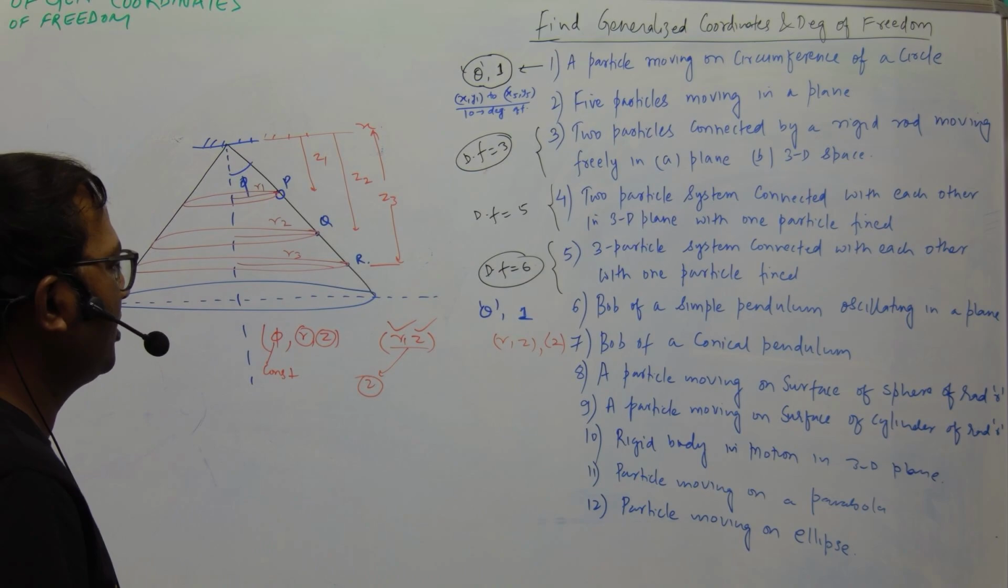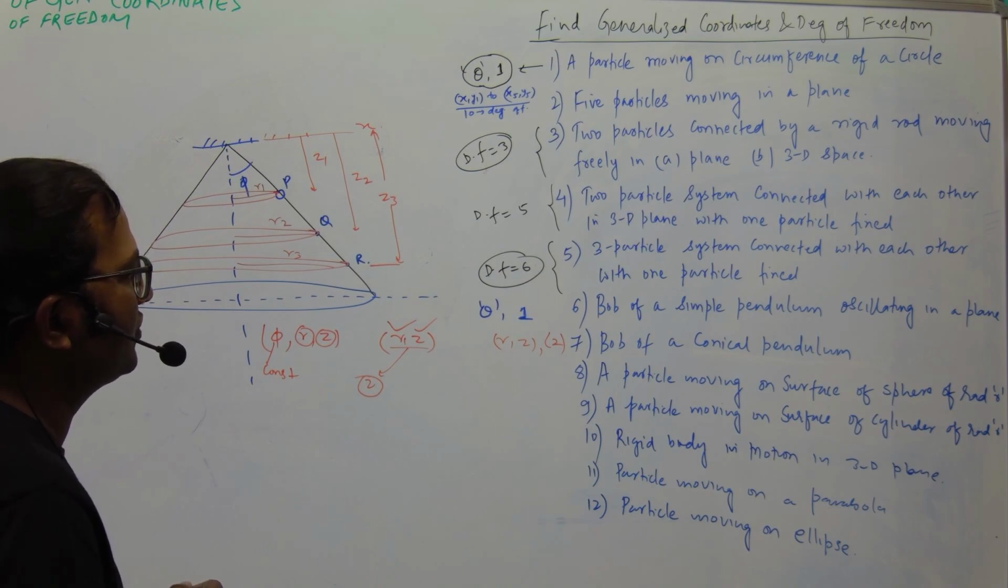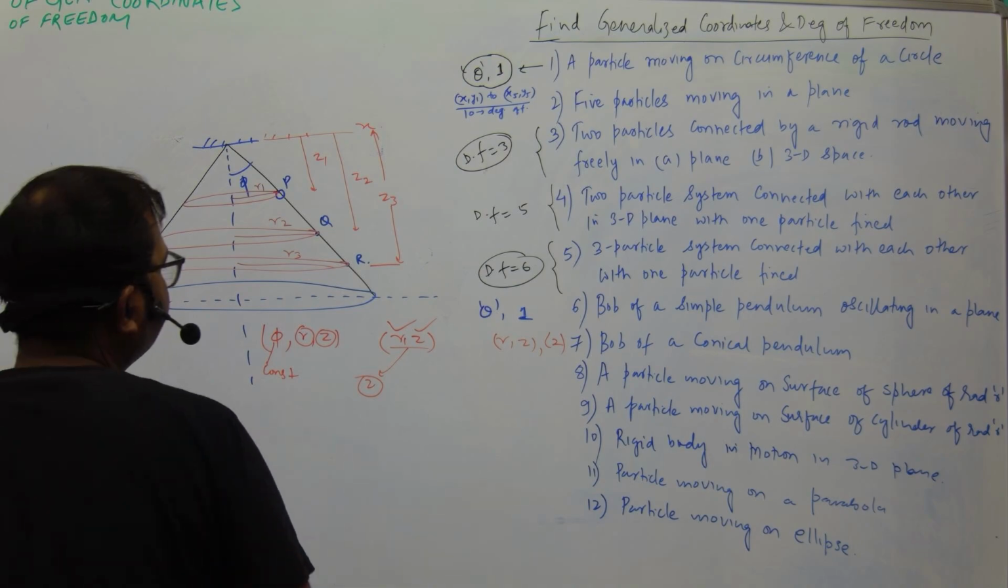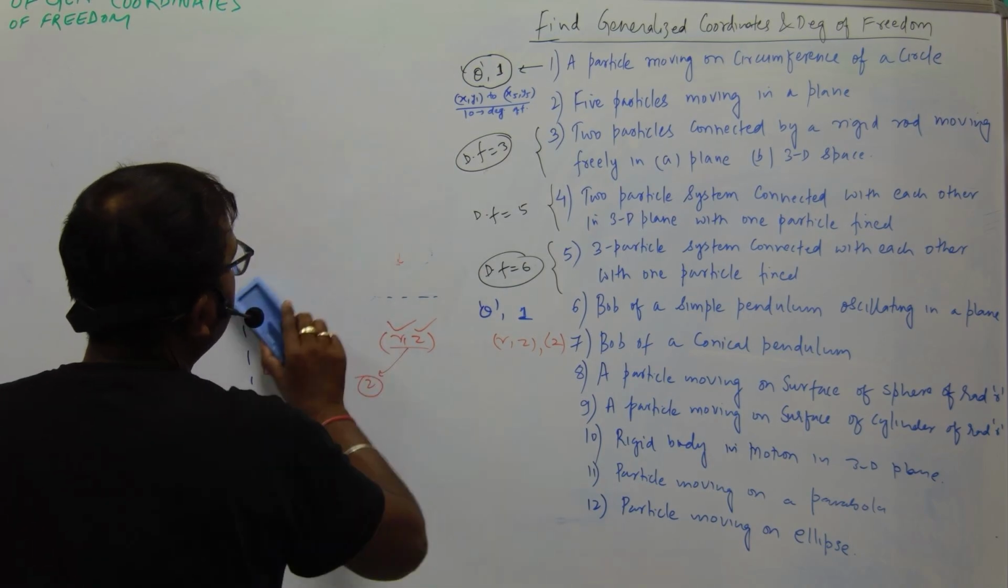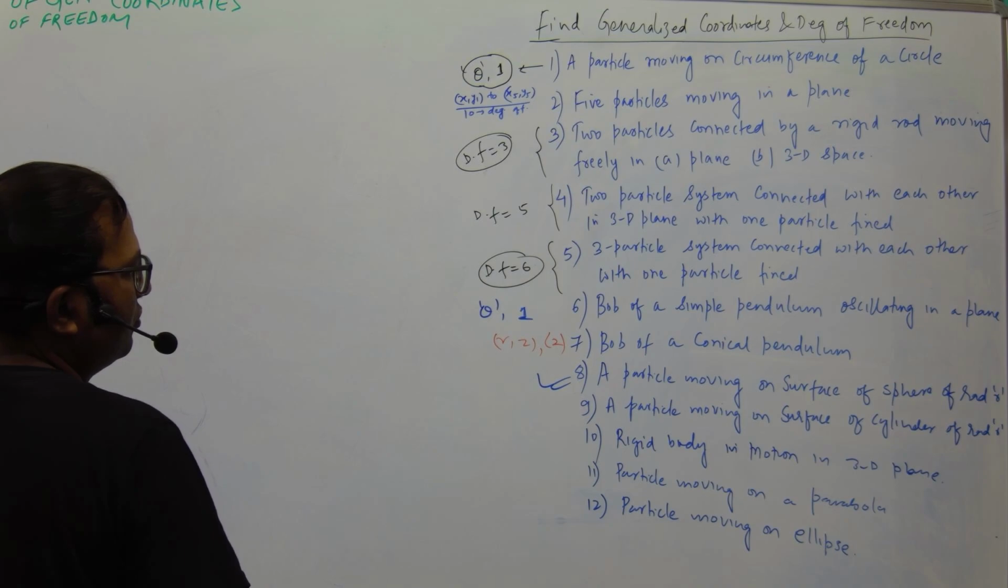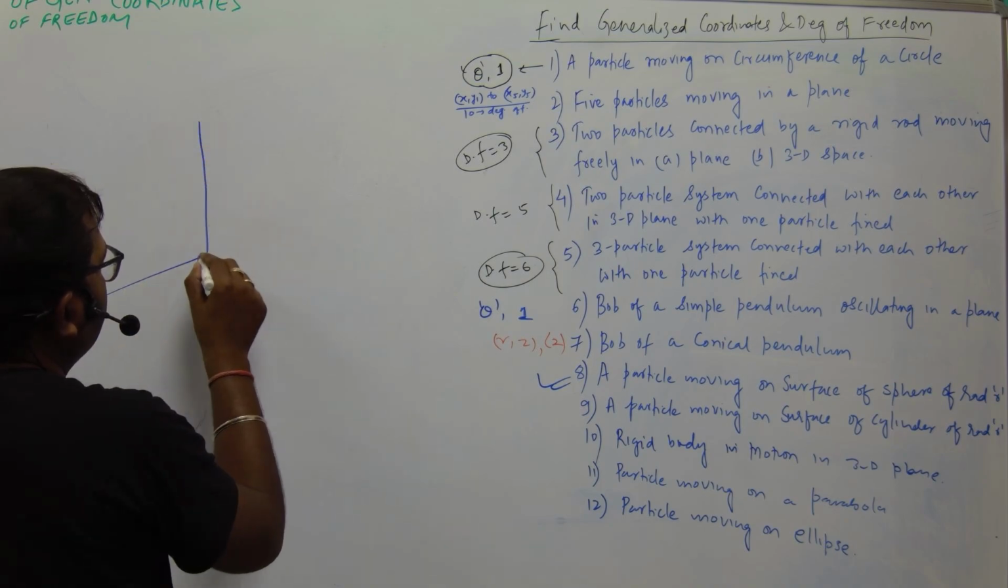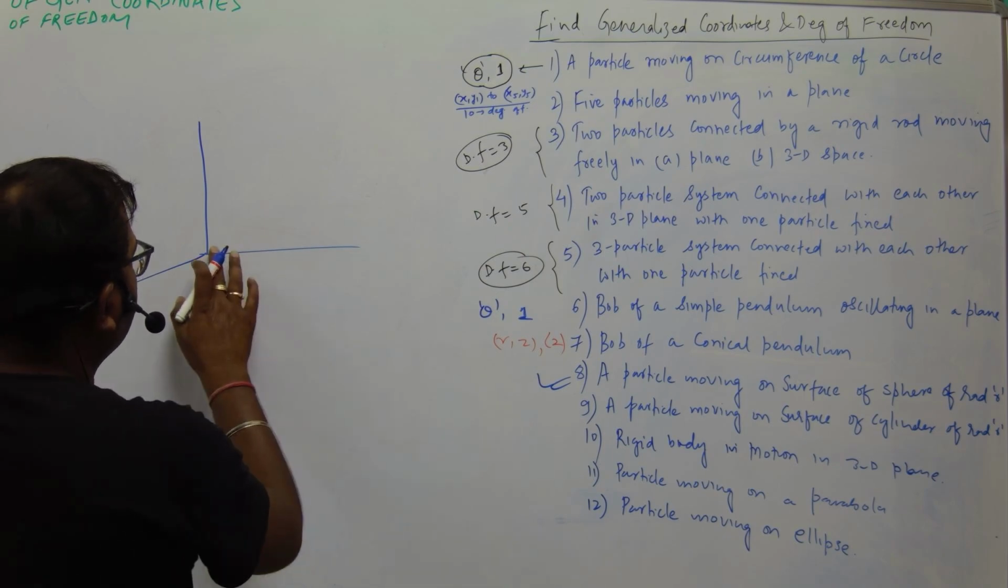In example number 8, a particle moving on surface of a sphere of radius R. How can we represent a point in the space in spherical coordinates?